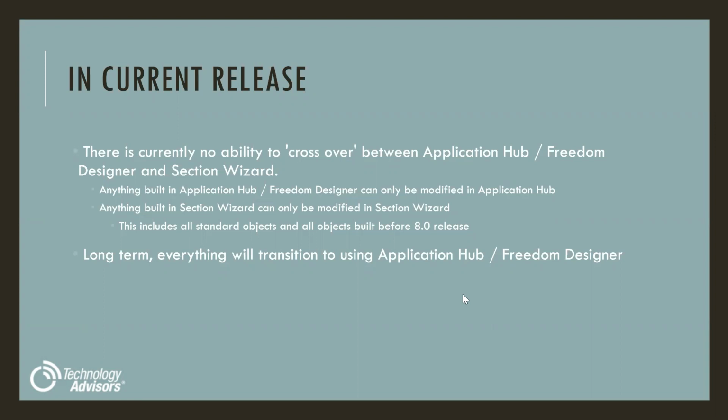So hopefully that makes sense. Right now, basically, you have the option to choose which tool you want to use in a given situation, assuming you're building something new, or you're going to use the tool that was used to build that function. So if you're working with any of your standard objects or anything you've already built in Creatio, you're going to continue to use the existing tools like Section Wizard to work on those pages and those sections in the short term.